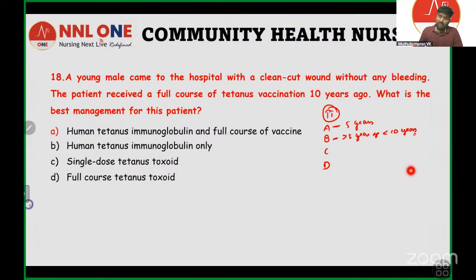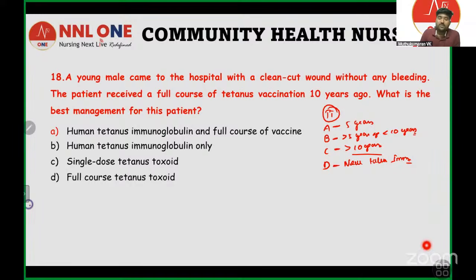Coming to category C: the full immunization or booster dose was given more than 10 years ago. Vaccination is given, but the threshold time is gone, more than 10 years. What is category D? That is unknown, never taken immunization. So these are the categories.